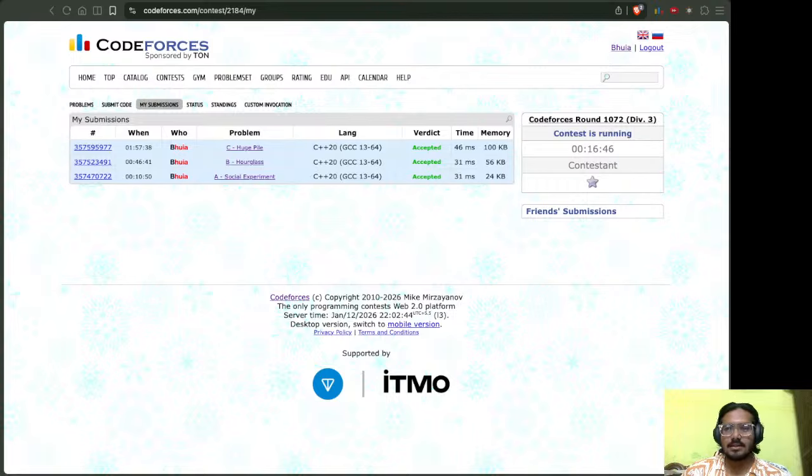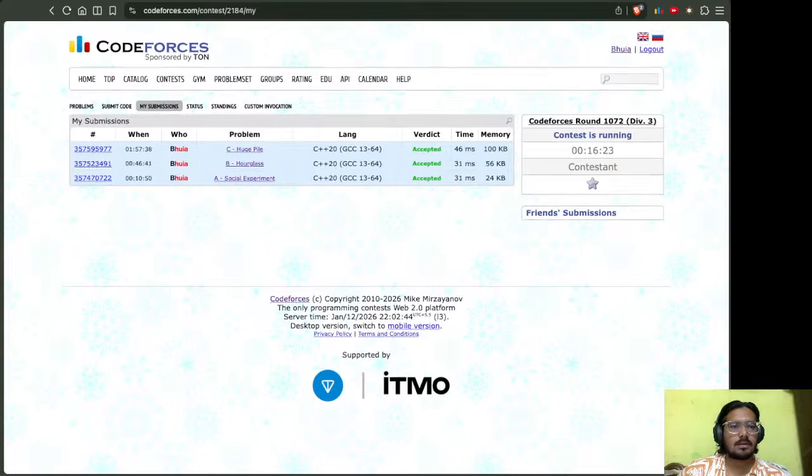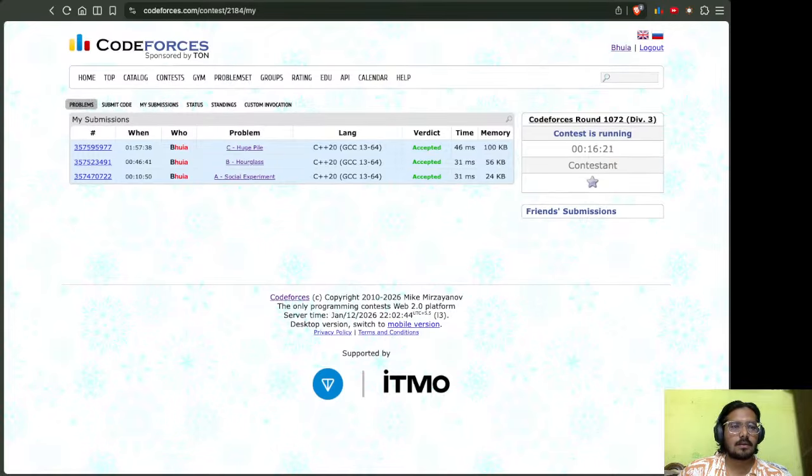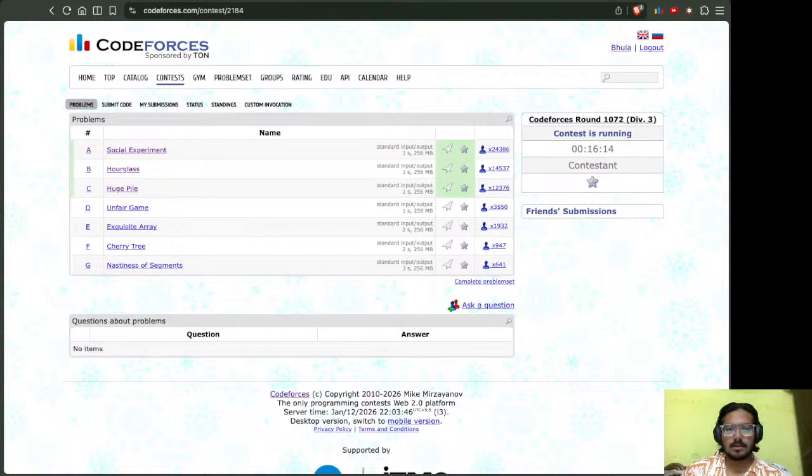अब टाइम नहीं बचा I guess next बनाने का, but let's see the question. बन गया. We done. A, B, C done. I think this one was an 1100 rated one. 800. Hourglass was maybe 1000. ये शायद 1100 most probably. Unfair games.